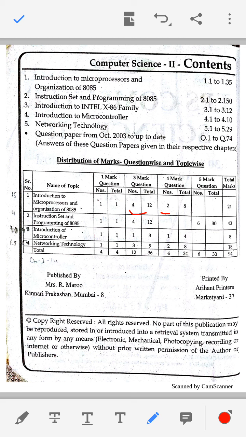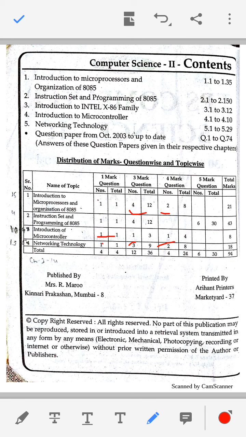Then we have chapter 3, Introduction to Microcontroller. Again, as you can see, the bifurcation: only one question is for 1 mark, then 1 question for 3 marks, then 1 question for 4 marks, and no questions for 5 marks from this chapter.